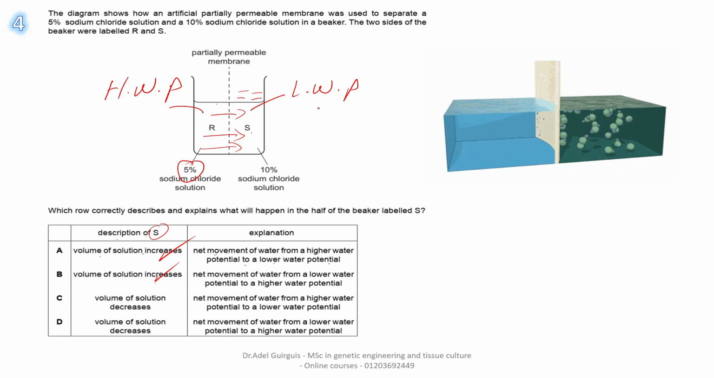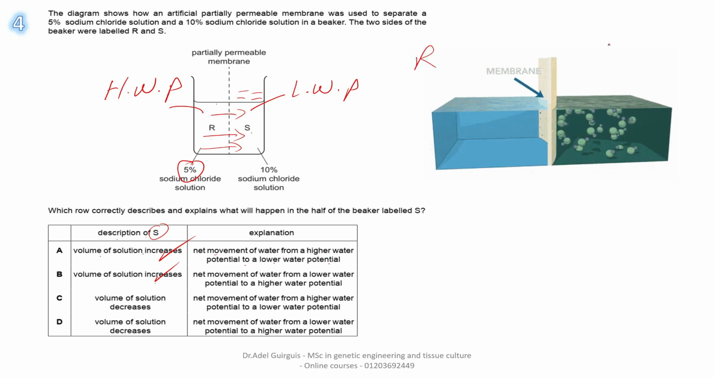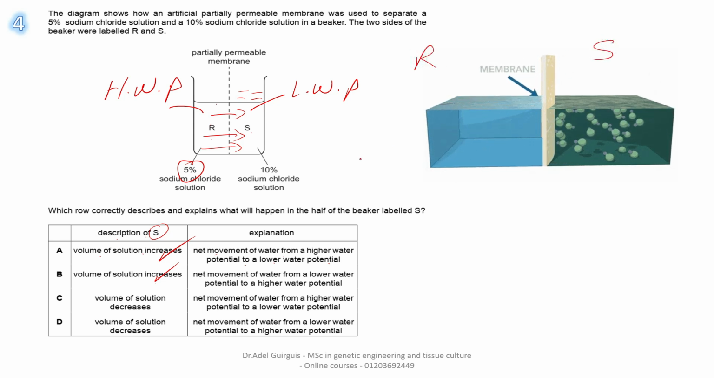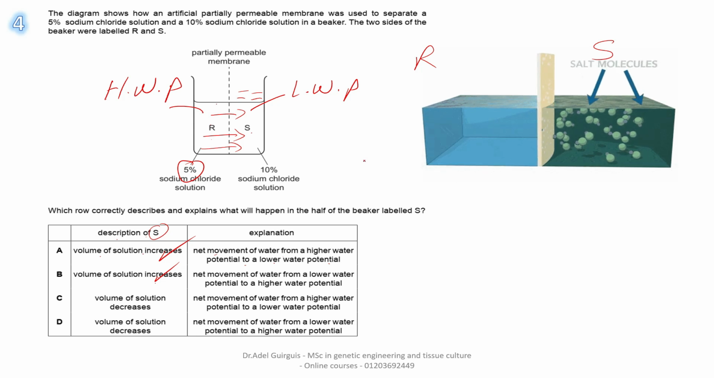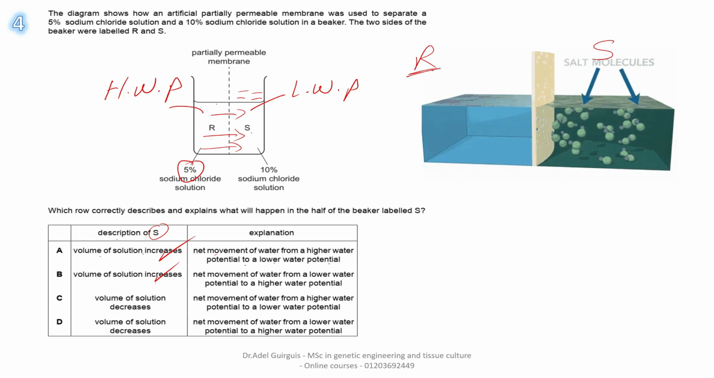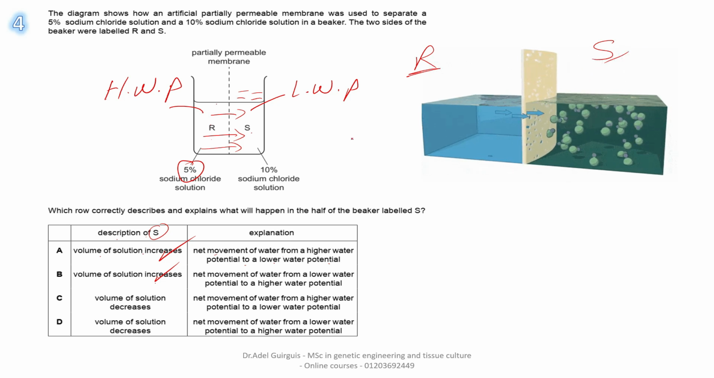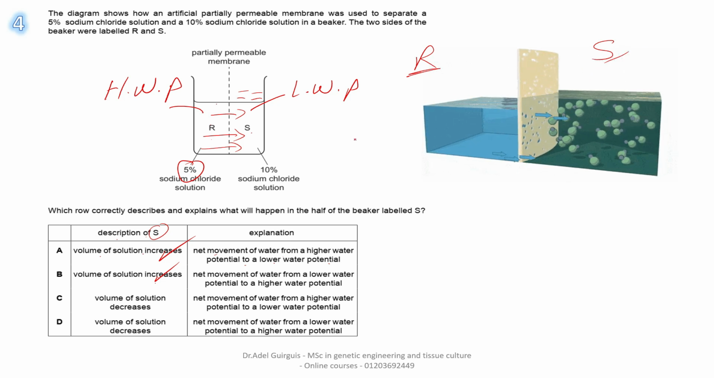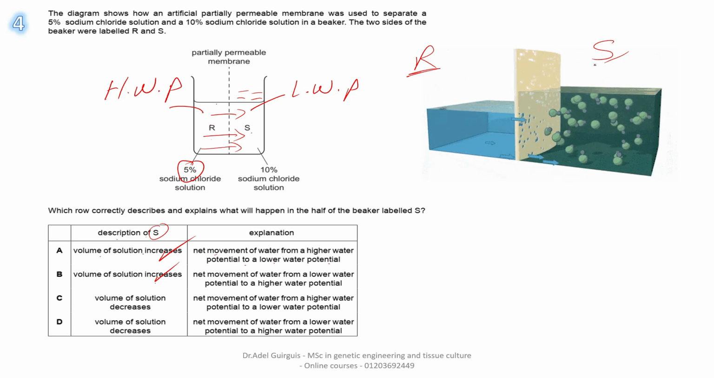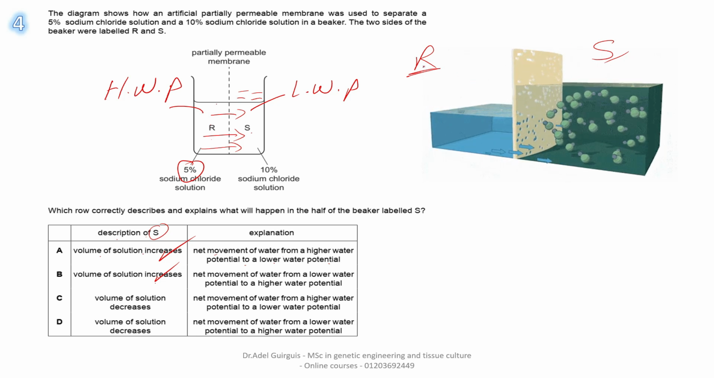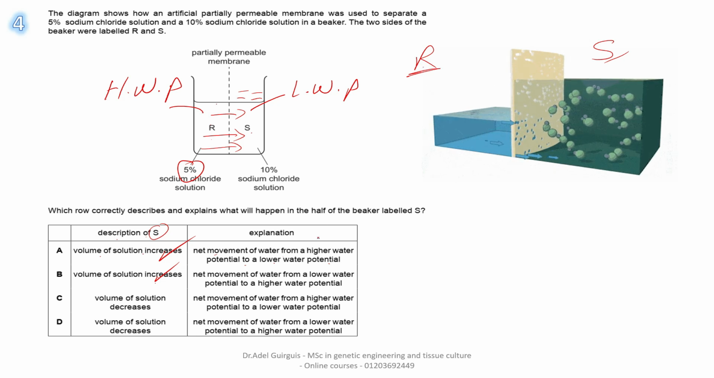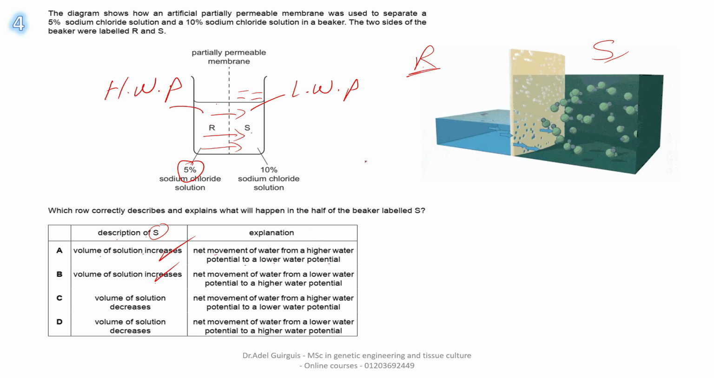Here represents, say for example, R. Here represents S. Here less solutes, here more solutes. Look, water passes through the partially permeable membrane, allowing S to rise and R to drop in its volume. So the answer is A.